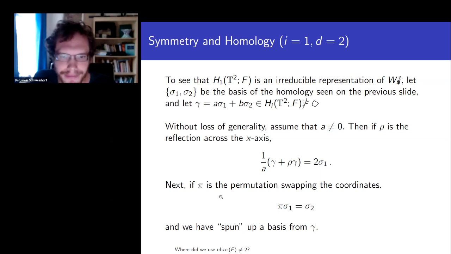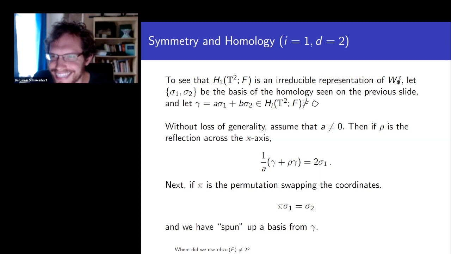Okay, so we swap the x and y axes, then S1 cross 1/2, or the homology class represented by S1 cross 1/2, becomes the homology class represented by 1/2 cross S1. So this tells us from the single non-zero element, we can spin up a basis for the homology. So I have this question down here. Where did we use that the characteristic of F doesn't equal 2?